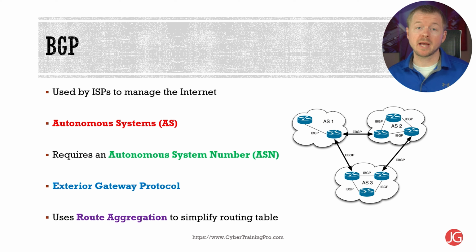BGP uses route aggregation to simplify what it actually stores in its routing table instead of storing the entire internet. For example, when traffic is being routed, your router might know that the traffic is destined for a certain provider or a country, but it doesn't need to know the specific state or the city.